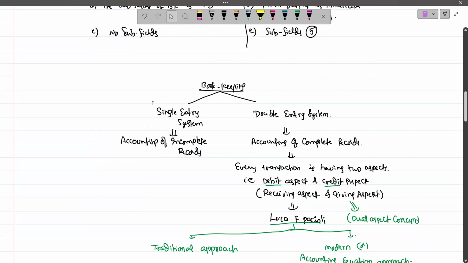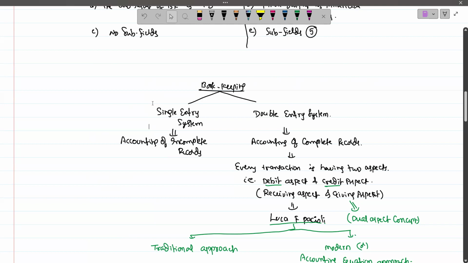Then, bookkeeping is done generally in two ways. One is the single entry system, another one is the double entry system. Single entry system we use for accounting for incomplete records, and double entry system is used for complete records. As per the double entry system, every transaction has two aspects: one is the receiving aspect, another is the giving aspect, also called the debit aspect and credit aspect. This is framed based on the dual aspect concept and was invented by Luca Pacioli.